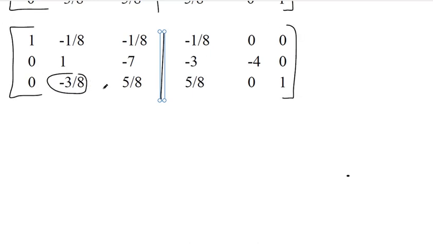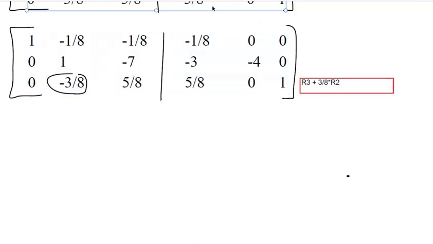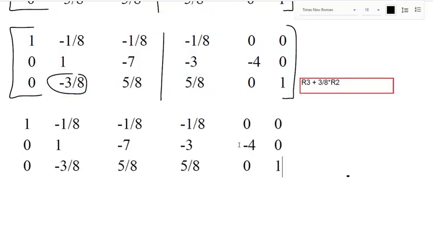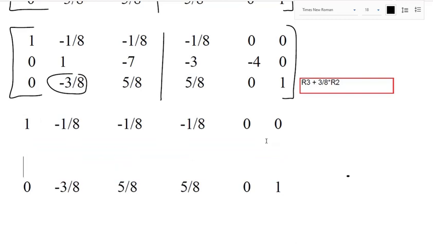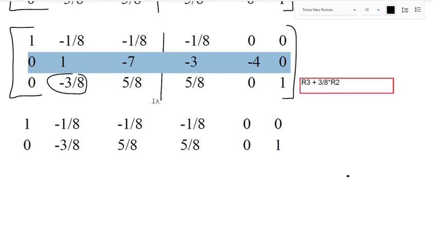Now we want a 0 here. So to make that happen, I can use that new 1 that I created on the second column. I'm going to take row 3 and add 3 eighths times row 2. That way, three eighths times zero makes zero. Wait, oh, sorry, I'm modifying. I deleted the wrong row and it won't let me undo.